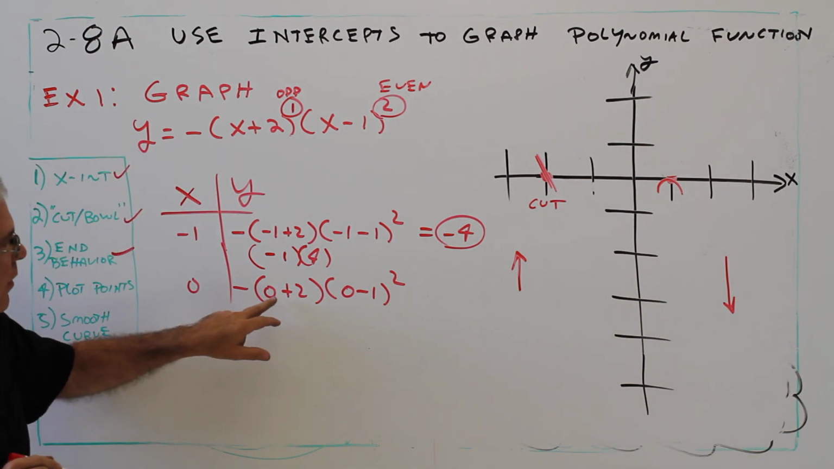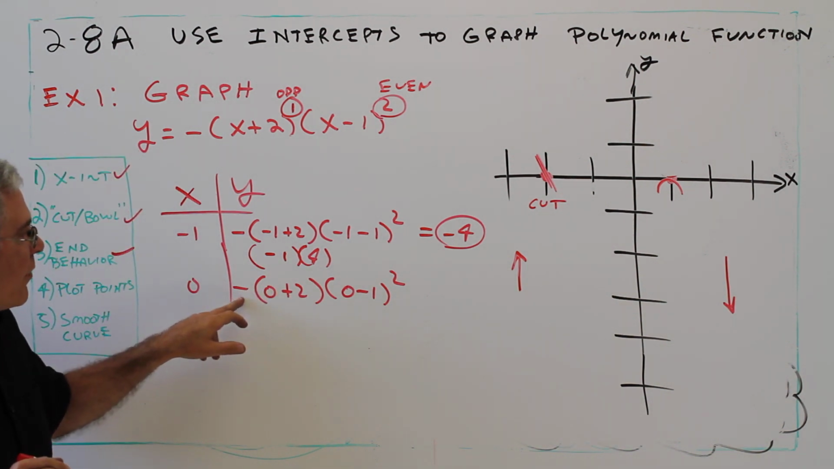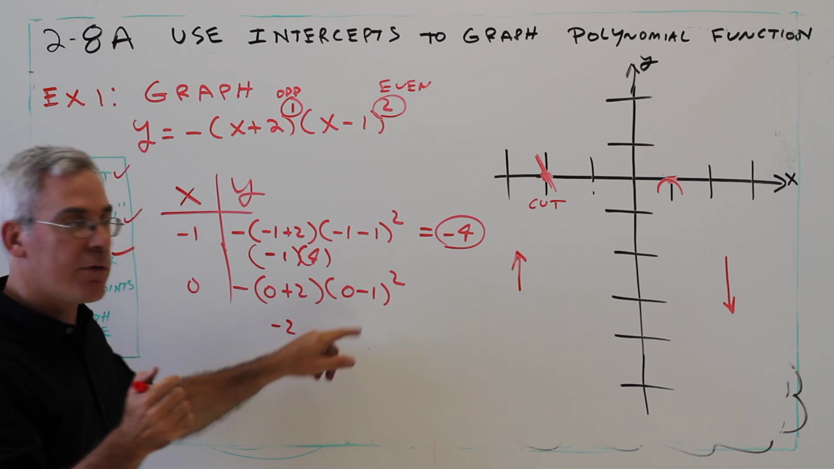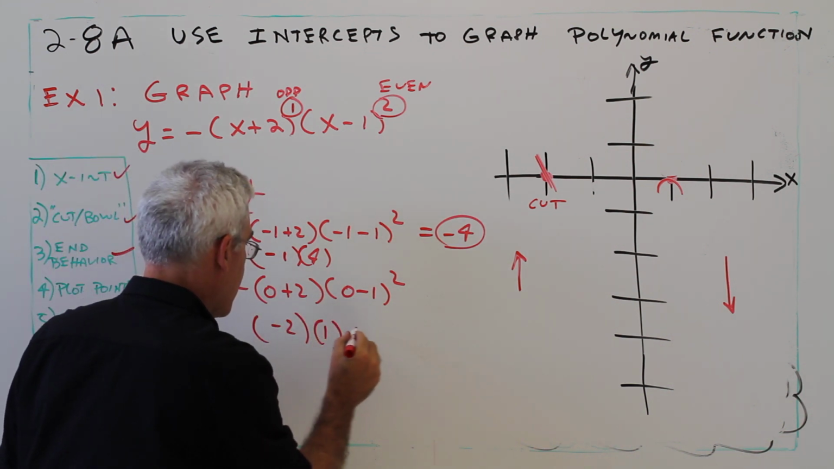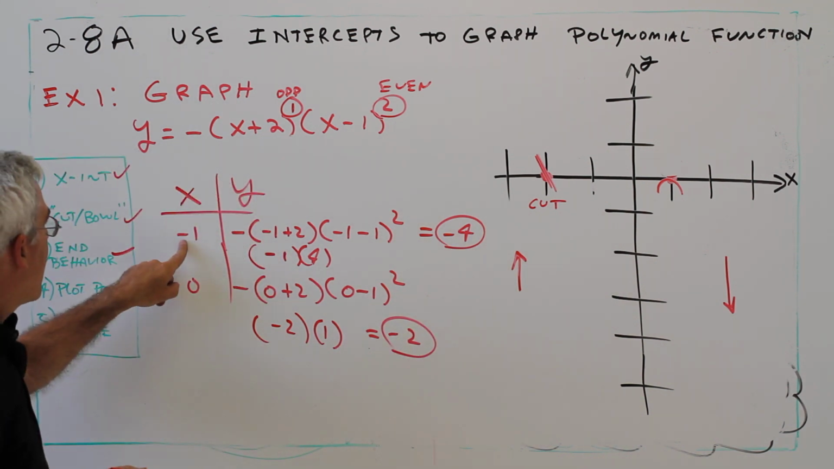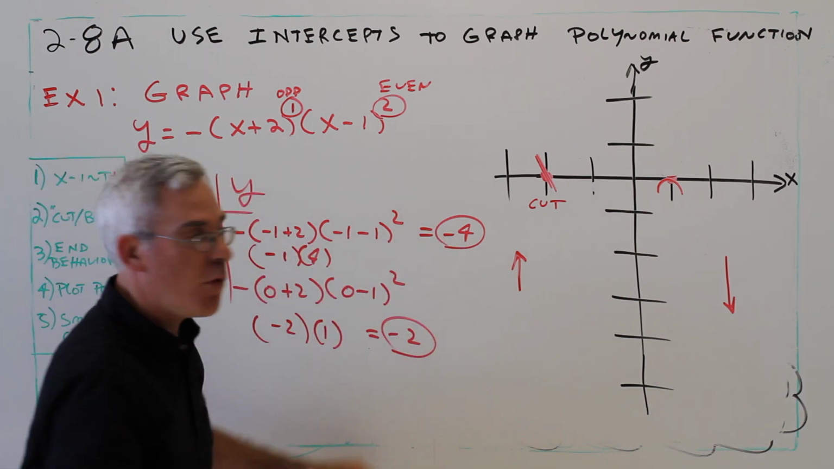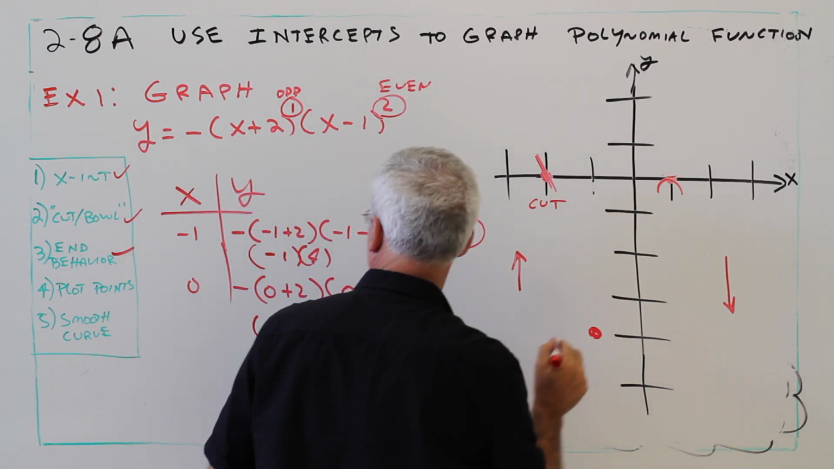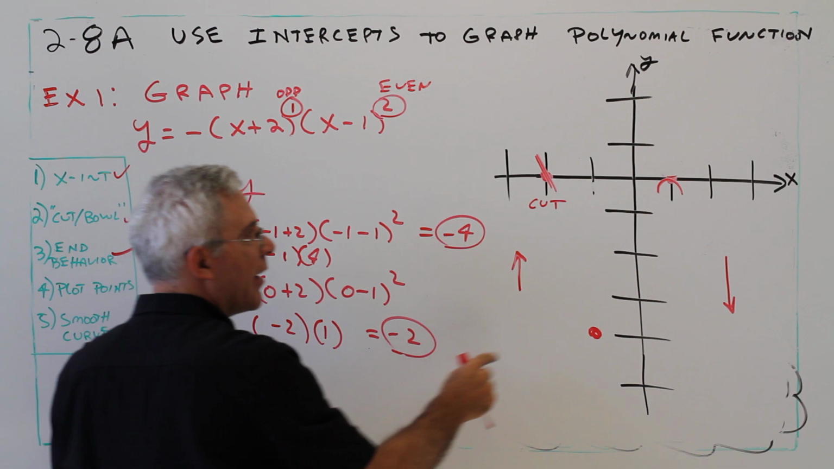Over here, 0 add 2 is 2. The opposite of that is -2. 0 minus 1 is -1. Squared is 1. That's going to be a -2. So I've got 2 additional points. -1 by -4. And 0 by -2.